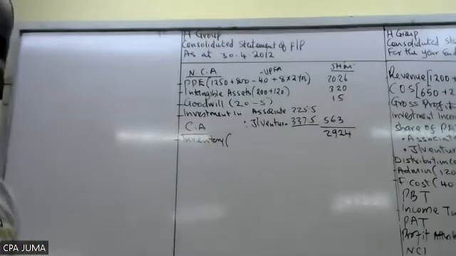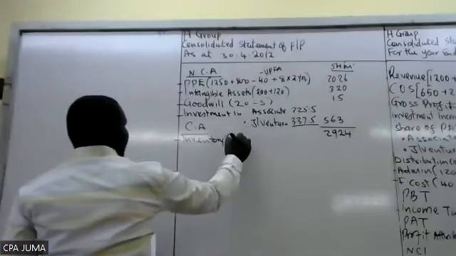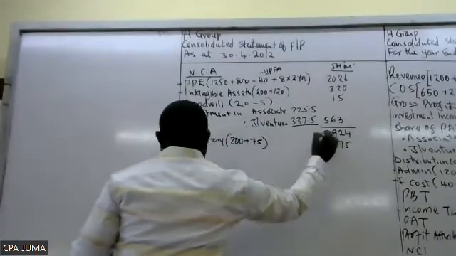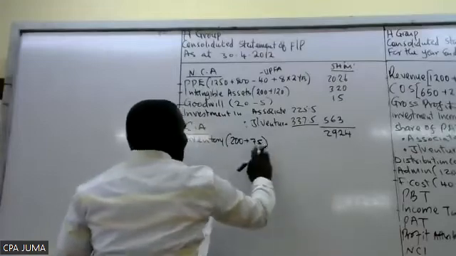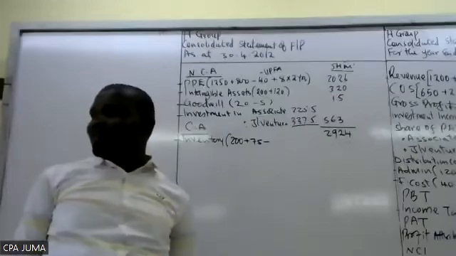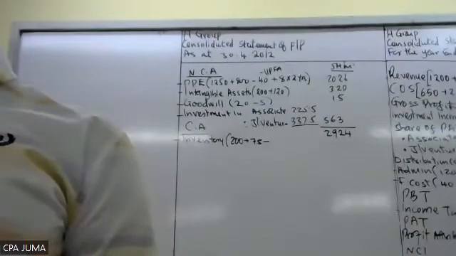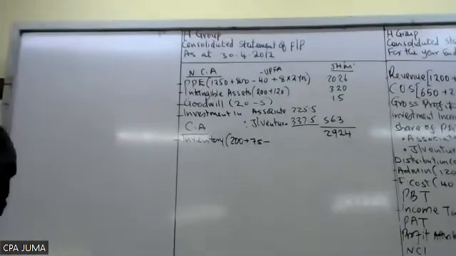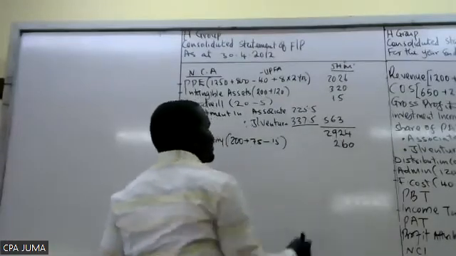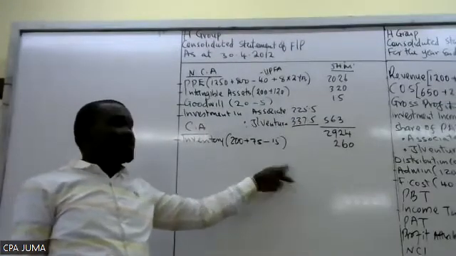Inventory. So for inventory, you take 200 plus 75. That is 275. Minus what? Minus UPI. UPI was how much? The unrealized profit was 15. So that one should give us 260. This is UPI, the unrealized profit on stock. It was 15.